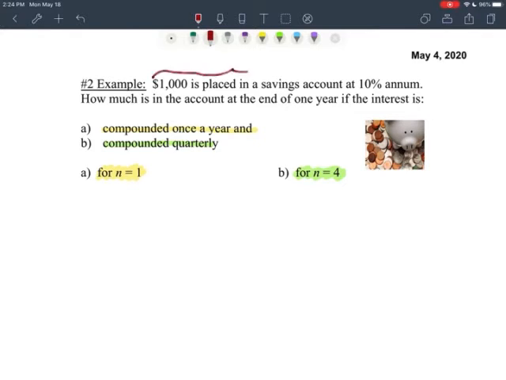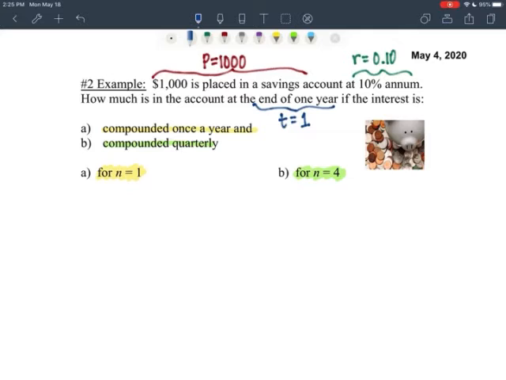$1,000 is placed in a savings account. So that's our principal, P equals 1,000. The rate is 10%, which is 0.10 for R. Our time is given to us this time. At the end of 1 year, that means time is equal to 1. We want to know how much is in the account, so what we're looking for is A. Our end amount is unknown.